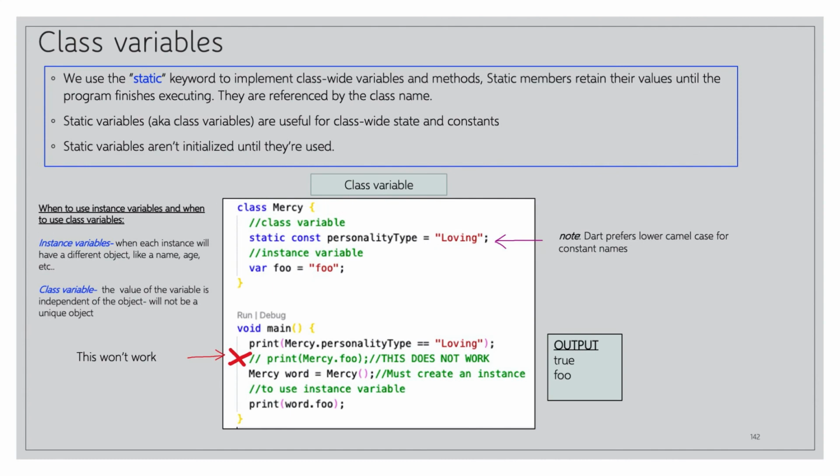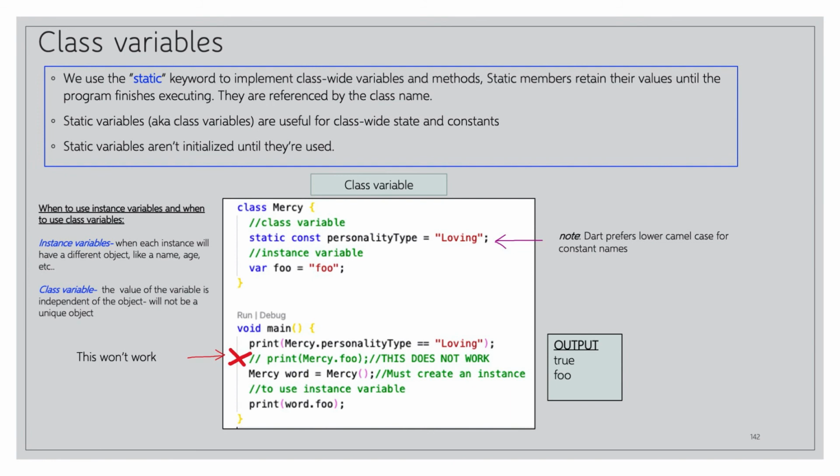And we'll round off this wonderful class with a dive into class variables and class methods. So we use the static keyword to implement class-wide variables and methods. Static members retain their values until the program finishes executing. They are referenced by the class name, not the instance name, the class name, as would make sense, right? Static variables, aka class variables, are used for class-wide state and constants. And again, state is data. Static variables aren't initialized until they're used.